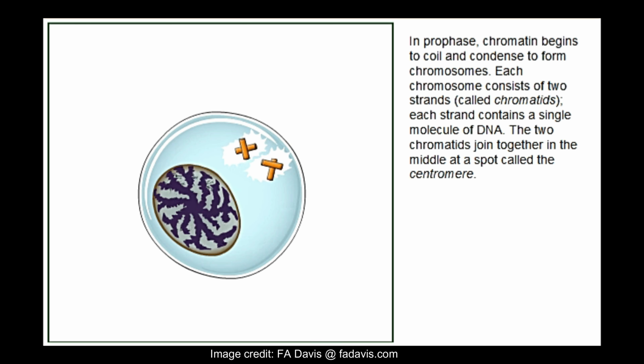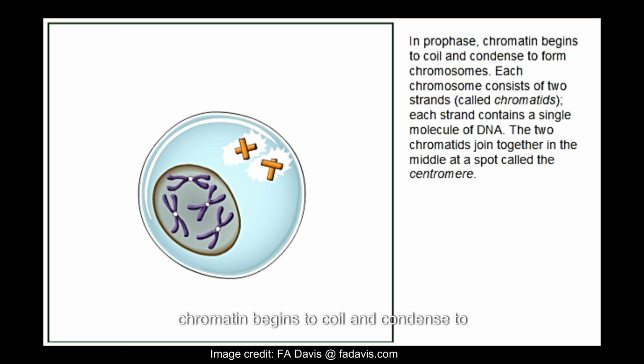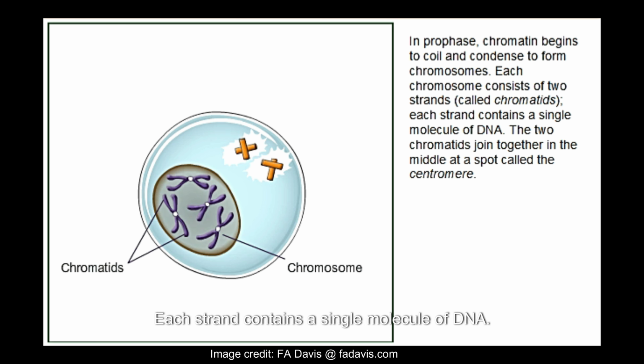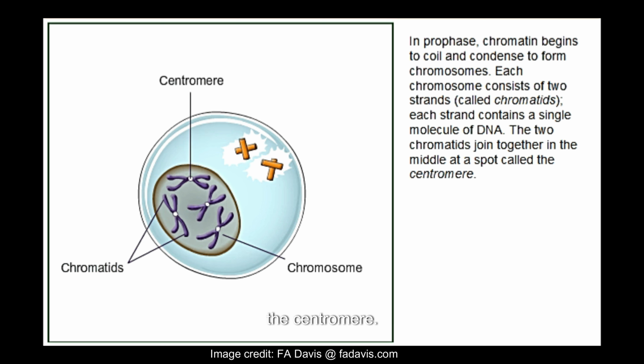In prophase, chromatin begins to coil and condense to form chromosomes. Each chromosome consists of two strands, called chromatids. Each strand contains a single molecule of DNA. The two chromatids join together in the middle at a spot called the centromere.